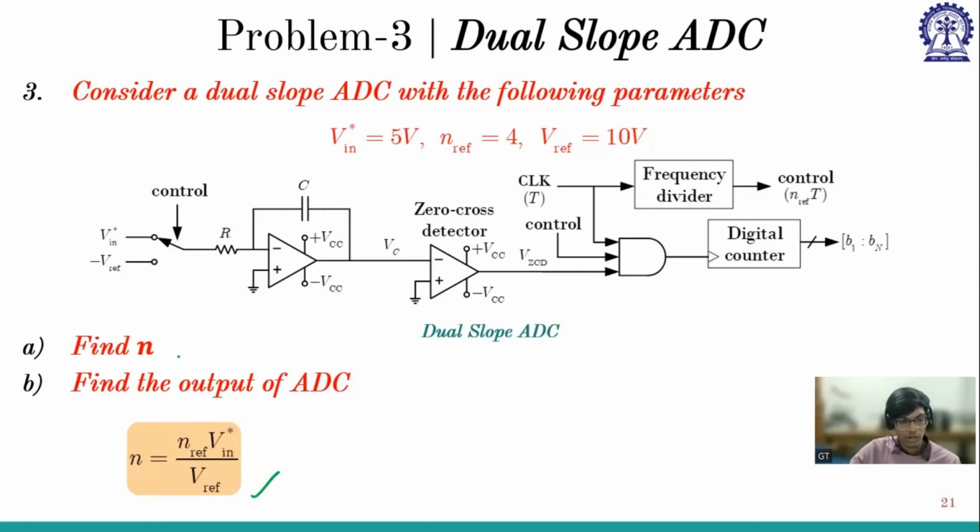And depending upon the value of N, the output of the ADC depends. Say if it is a 3-bit ADC and the N value is 7, the bits will be 111. If it is 6, it will be 110. So accordingly, you can get the output of the ADC. So that is problem 3.